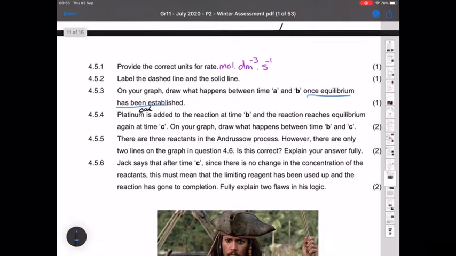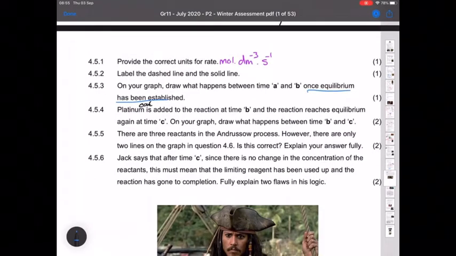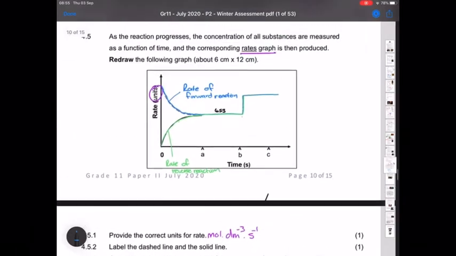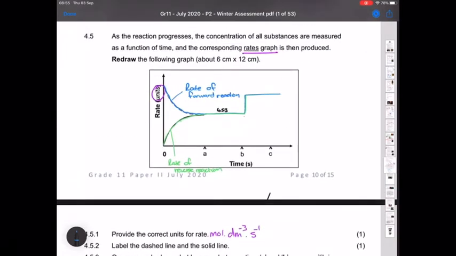Okay. 4.5.5. There are 3 reactants in the chemical equilibrium that you were given, the Andrussow process. However, there are only 2 lines on the graph. Is this correct? Yes, it is correct, because it's a rates graph, and on a rates graph you only have 2 variables, the rate of the forward reaction and the rate of the reverse reaction. So it doesn't matter, you could have 100 different products or 100 different reactants for a chemical reaction. You're still only going to have a rate of the forward reaction and a rate of a reverse reaction. So a chemical equilibrium reaction has only got 2 rates, the forward rate and the reverse rate. So yes, the graph is correct.